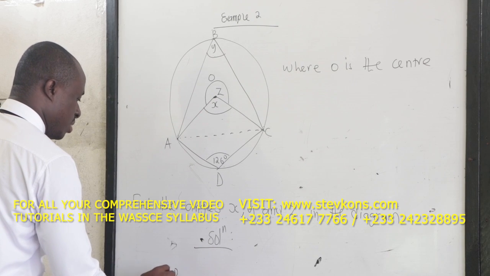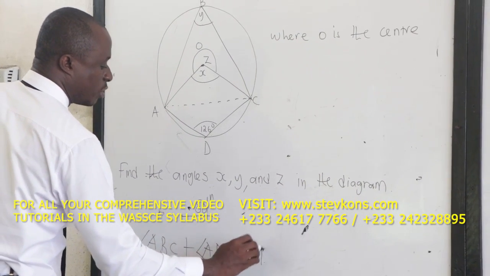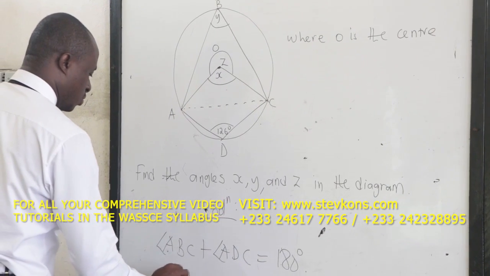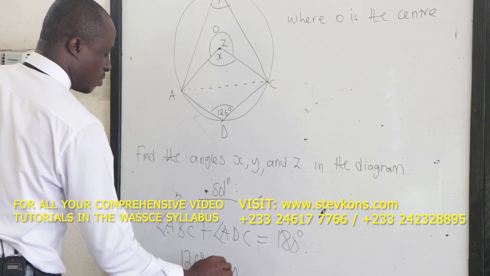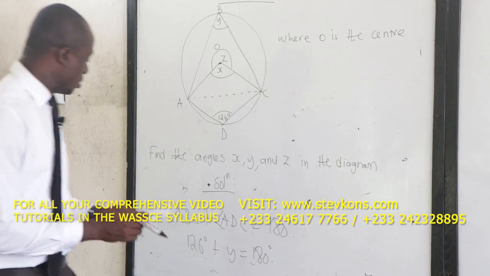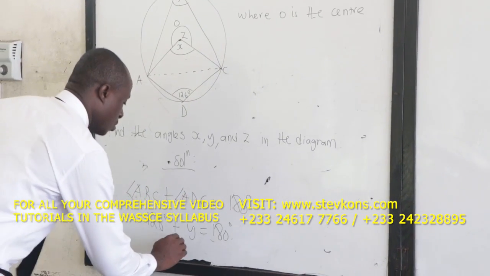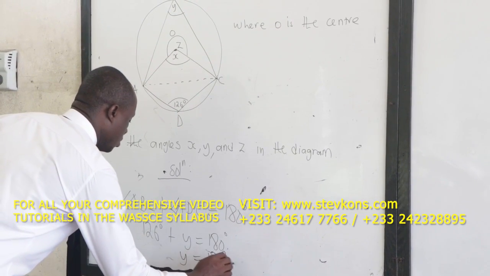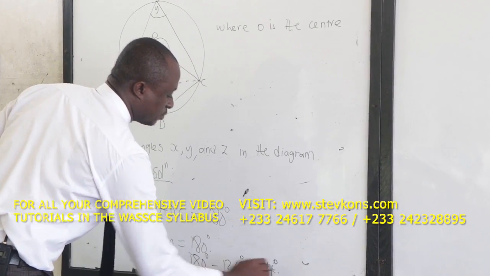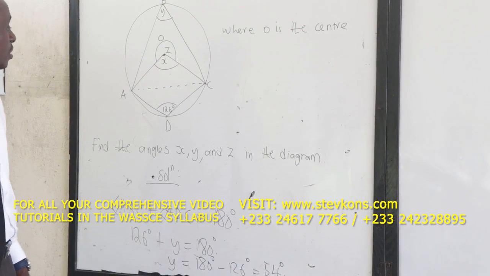So ABC plus ADC equal to 180 degrees. So what do we have? We have 126 plus Y equal to 180 degrees. So we want to find Y. We want to make Y the subject. So Y is equal to 180 degrees minus 126 degrees. And this is clearly 54 degrees. So our Y is 54 degrees.